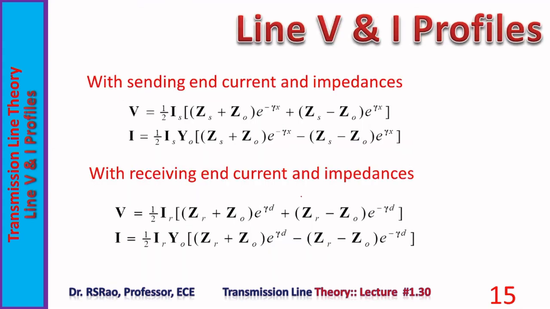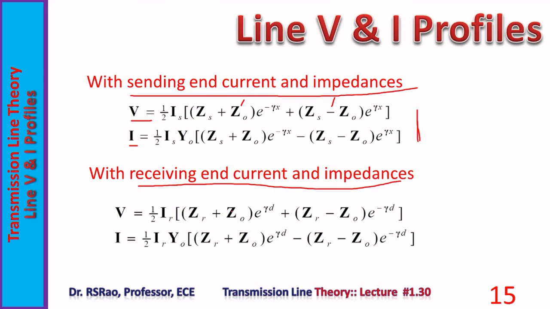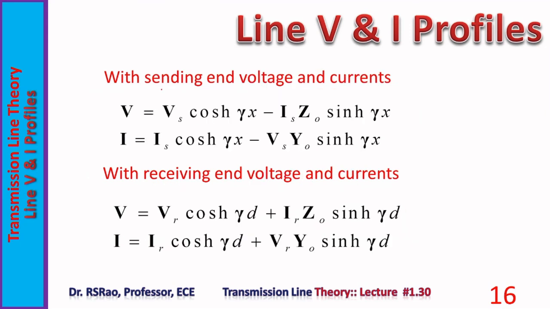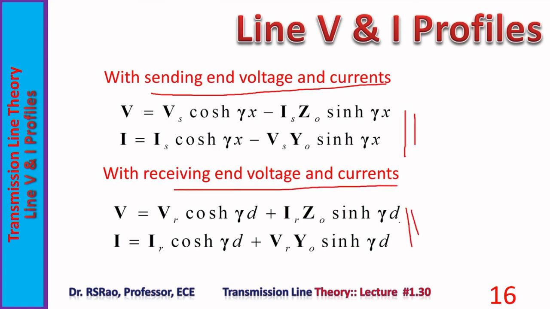With all the substitutions and manipulations, we get voltage and current in terms of sending end current and impedances like this. This is the forward wave, this is the reverse wave. With the receiving end current and impedances, we will be getting like this. This is the forward wave, this is the reverse wave. Here it is in terms of x, whereas this is in terms of d. x is the distance of the point from the sending end, whereas d is the distance of the point from the receiving end. In terms of sending end voltage and currents, this is the expression. Hyperbolic functions are there. In terms of receiving end voltages and currents, this is the expression. This is also in terms of hyperbolic functions.